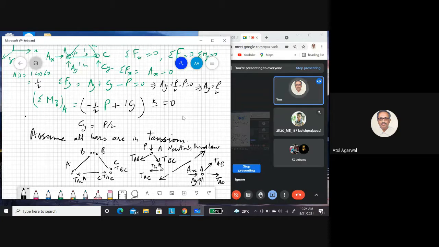Whether the bars are in compression or tension, you assume they are all in tension. It makes your life easy. Otherwise, you keep thinking whether it is in tension or compression. Then, since the bars are in tension, the pins will have forces always like this, always like this. So their forces will be in the opposite direction. Now you have to apply equations of equilibrium to the pins.